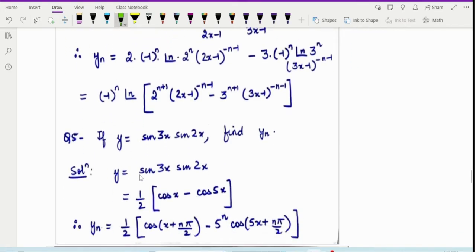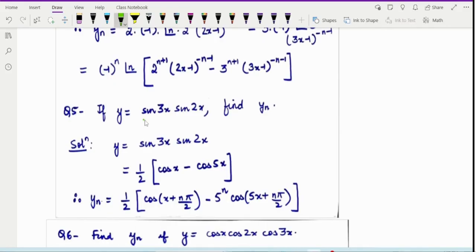Now look at the fifth question. Such questions also luckily can be managed because we do have our trigonometric formulae which help us to convert the product of these two into the difference of two simple cosines for which we know the answer already. So writing sine 3x, sine 2x as half cos of 3x minus 2x, which is cos x, minus cos of 3x plus 2x. So that's the standard formula that I've applied.